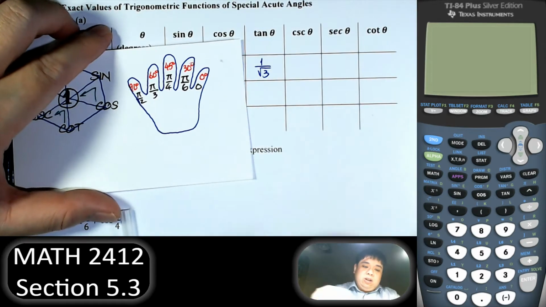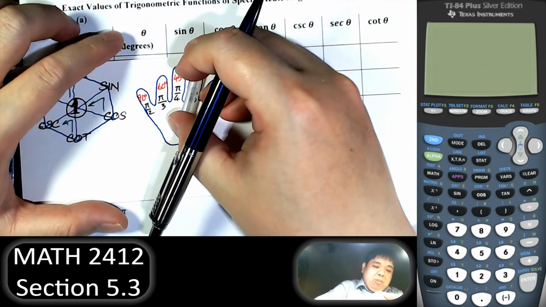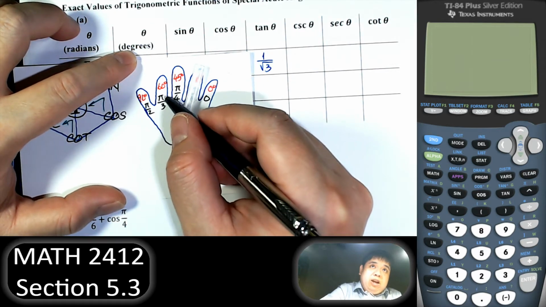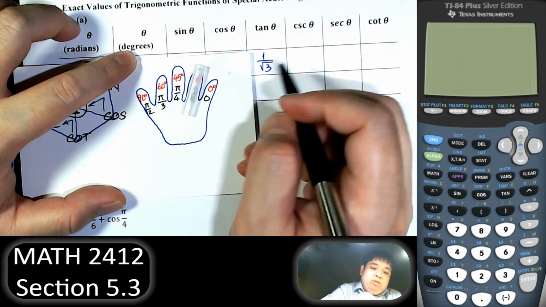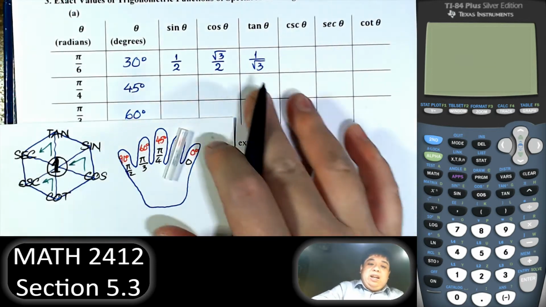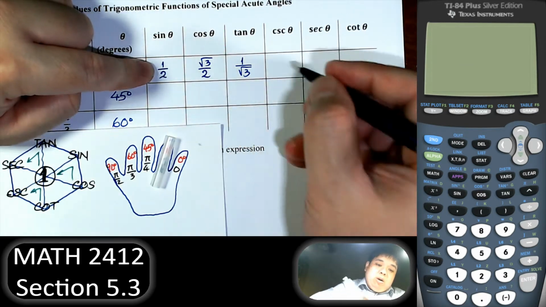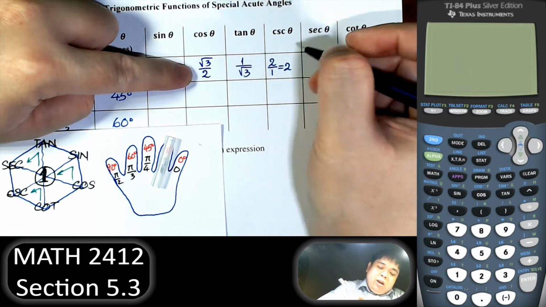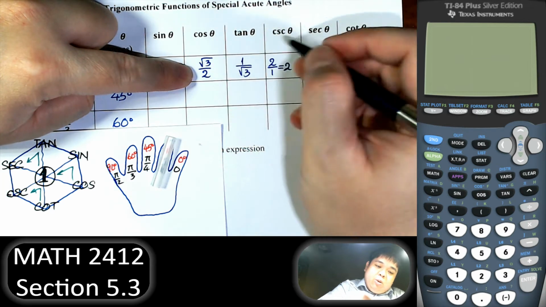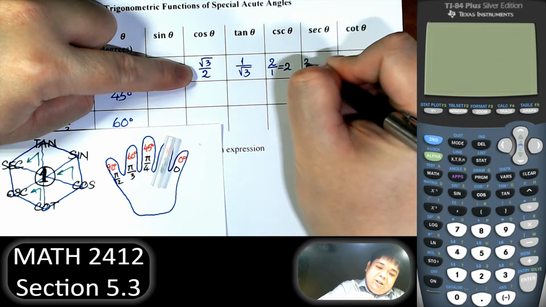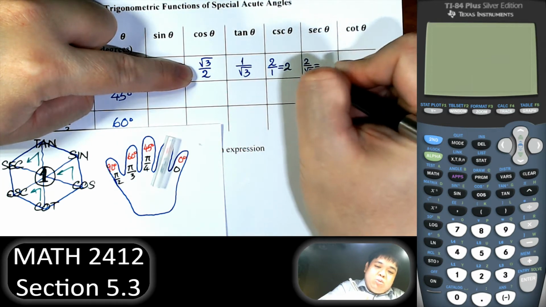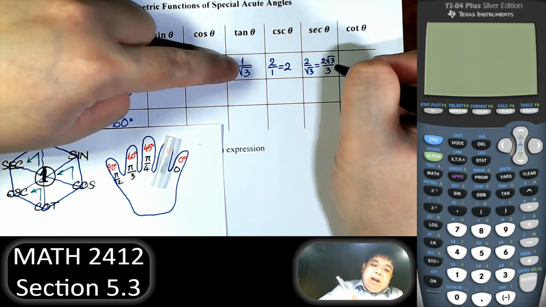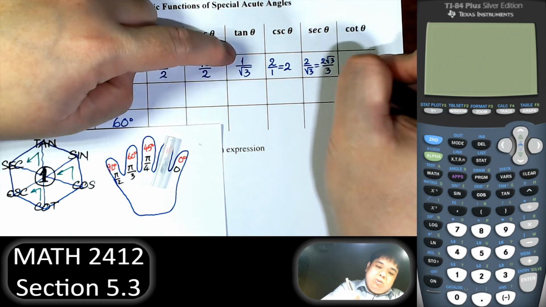Or if we use the hand trick, the number of fingers on the right, square root of 1, divided by square root of the number of fingers on the left, square root of 3, so 1 over square root of 3, which is that. And then the reciprocals will be easy. Reciprocal of sine is cosecant, reciprocal of cosine is secant. Multiply square root of 3 top and bottom, and the reciprocal of tangent will be square root of 3.